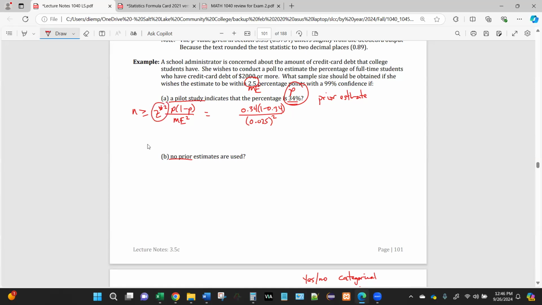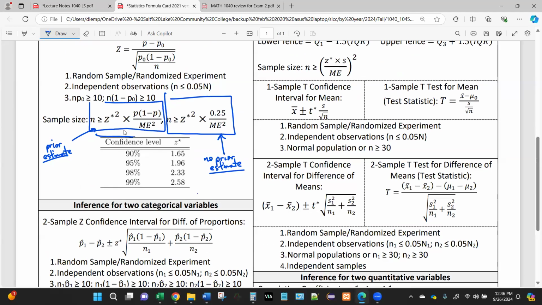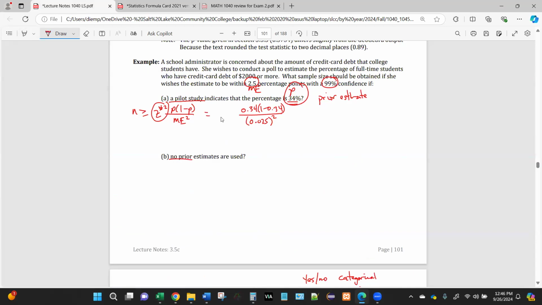Then we need our critical z-score. So that comes down to how much confidence you want to have. If you want to have 99% confidence, then you have to go out a certain number of standard deviations. That's on your table here. Make sure you bring this table with you to the exam. So the critical z-score there is 2.58. So we're going to go 2.58 and square it.